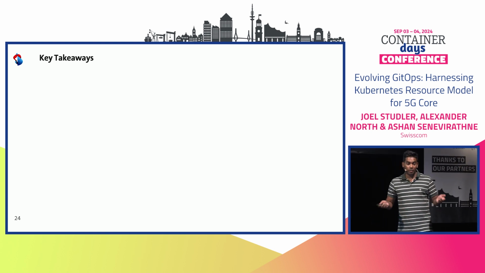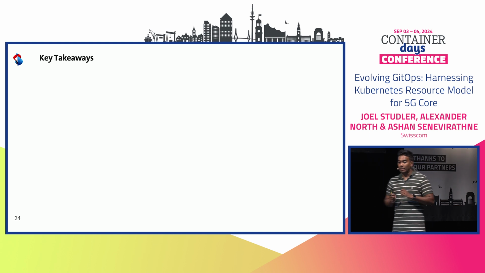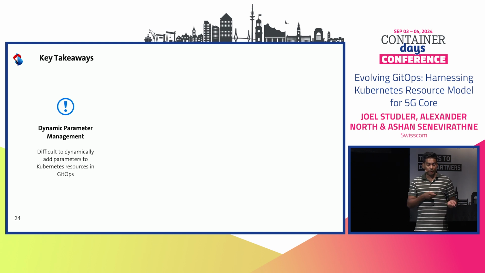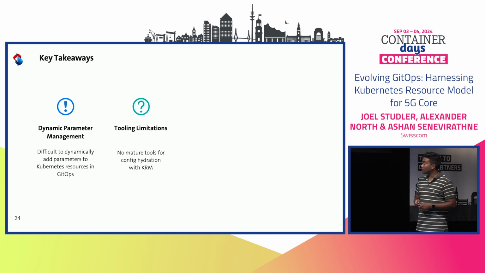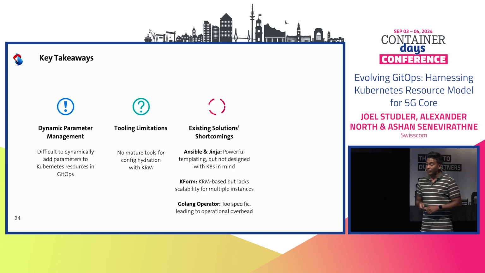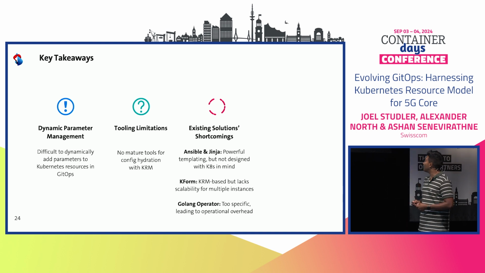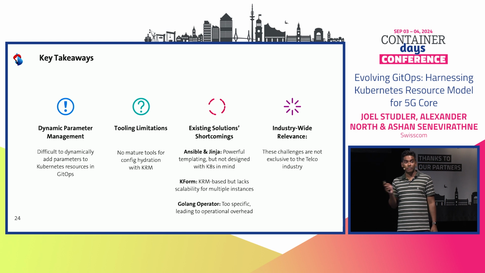So we covered a lot on the ground level, so let's take a few steps back and zoom out a little bit. A few key takeaways. We found that it's very challenging to dynamically add parameters to Kubernetes resources in GitOps environments. And as Joel mentioned, there's a tooling gap. There are no mature tools out there for config hydration with a KRM approach. And the existing solutions that we have have shortcomings. They've got strengths, but are not really suitable for what we need at scale. And lastly, it's not just telco specific. All the other industries are grappling with this, who are aiming to do dynamic config hydration and assembly on the Kubernetes level.